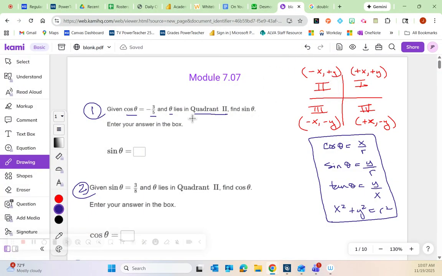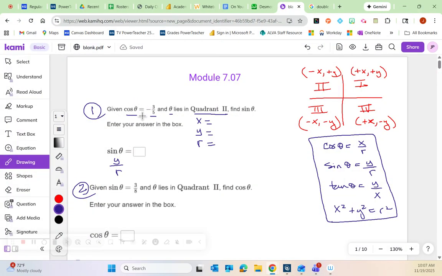That's going to be important because we're going to have to find out what x, y, and r are, because what they're asking us to find here is sine of theta. So that means we're going to have to find y over r. So we have to know the y value and its sign. Radius will always be positive because that's the radius of the circle. But we do have to find our y here to be able to find what sine is.